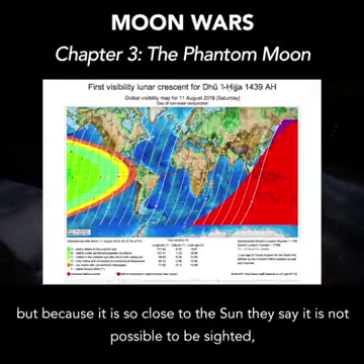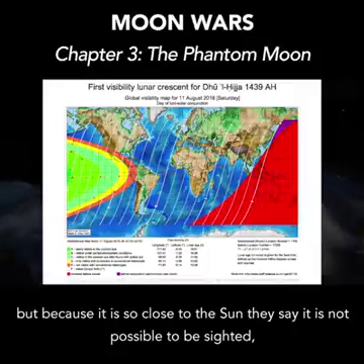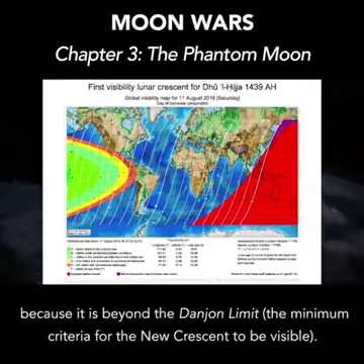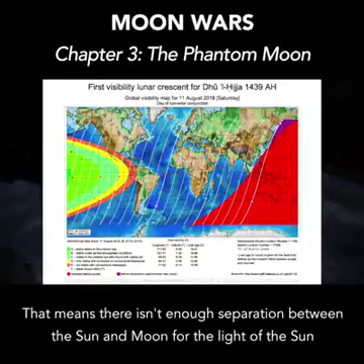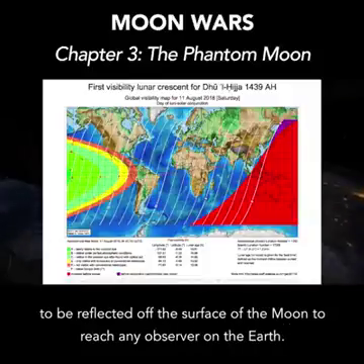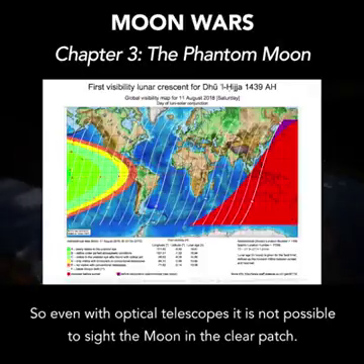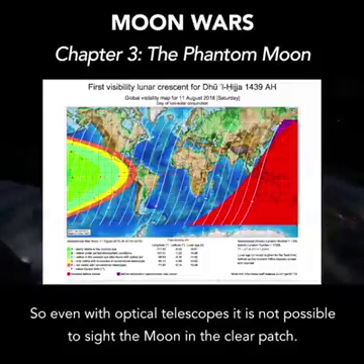But because it is so close to the sun, they say it is not possible to be sighted because it is beyond the Danjon limit. That means there isn't enough separation between the sun and moon for the light of the sun to be reflected off the surface of the moon to reach any observer on the earth. So even with an optical telescope, it is not possible to sight the moon in the clear patch.